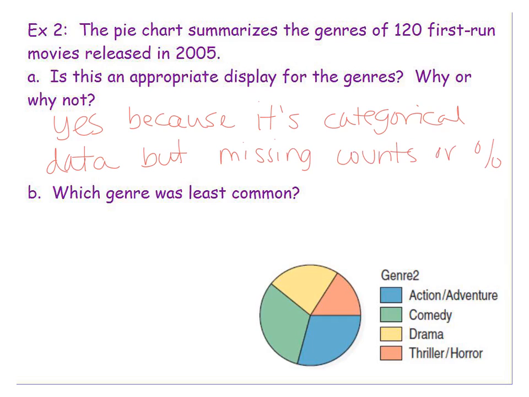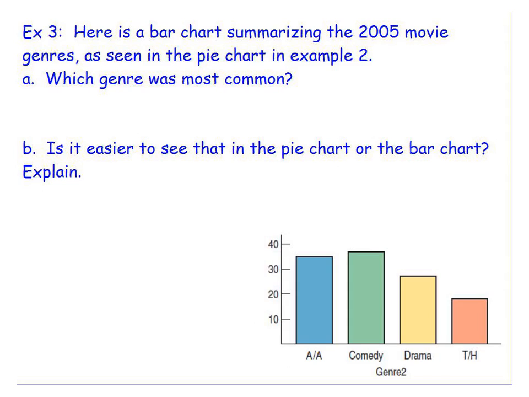So which genre does it look like was least common? Well, if I had to guess based on the size of the wedges, that wedge right there looks to be the smallest, which would mean that thriller or horror was the least common. So now let's look at reading a bar graph. So here's a bar graph summarizing that exact same 2005 movie genre data. Now, which data was the most common? Well, most common, we're looking for the tallest bar. That would be that one right there. So that would be comedy.